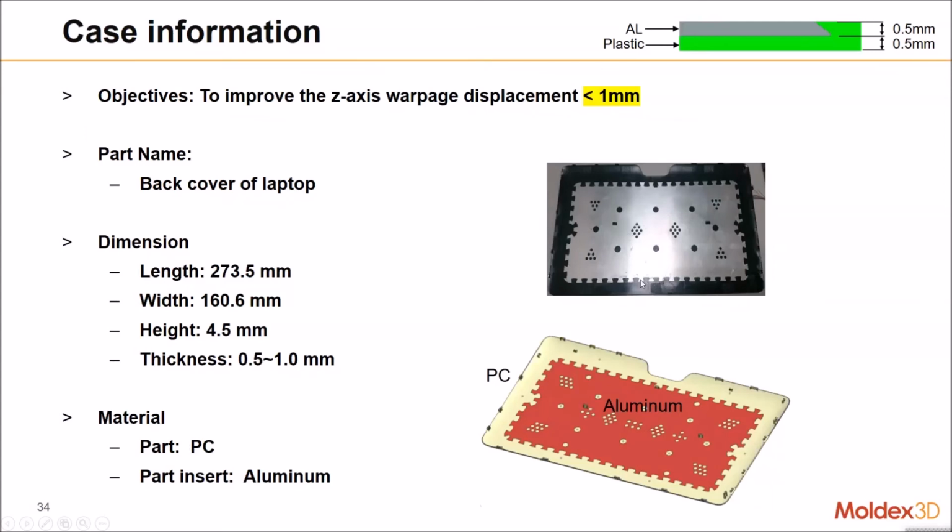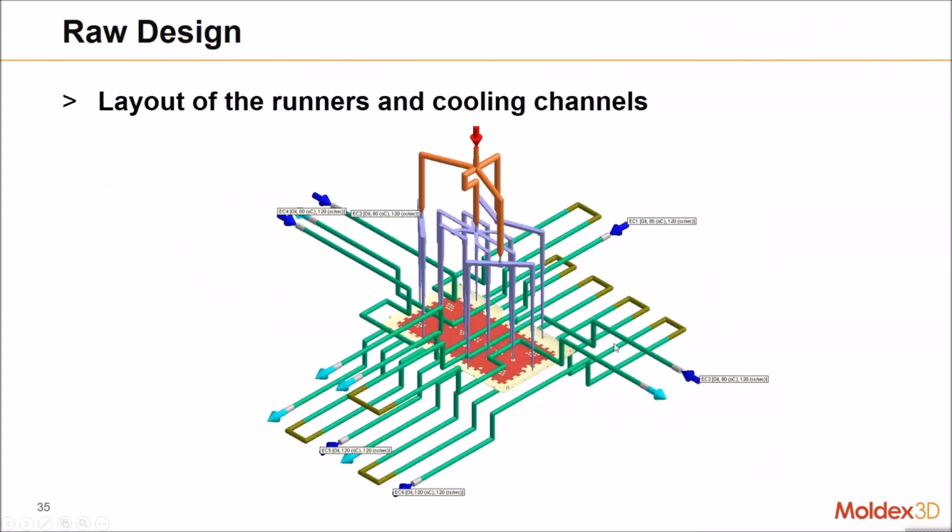And the thickness for the aluminum and the plastic is the same, 0.5 millimeter. So this is the layout of the runner and the cooling channel. From this layout, we can see it is using both the hot runner system and the cold runner system.